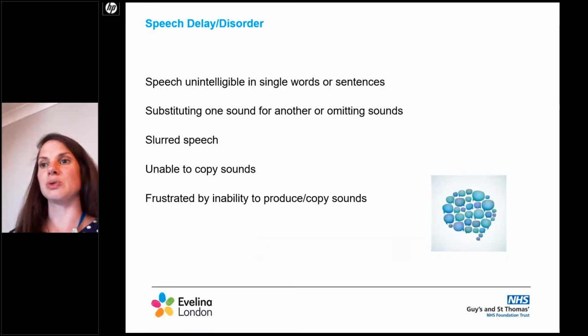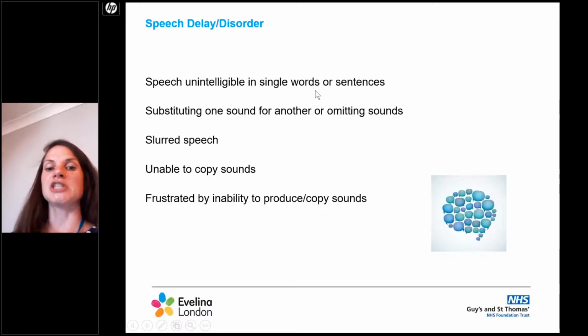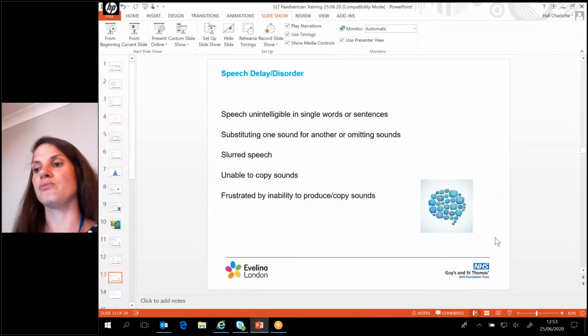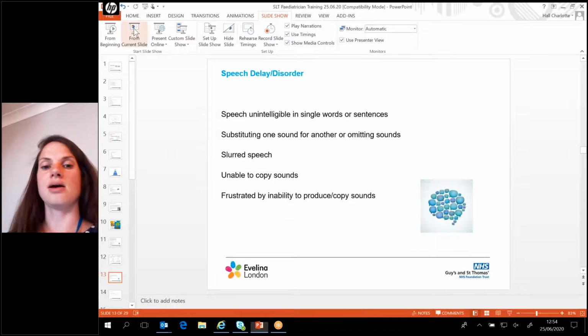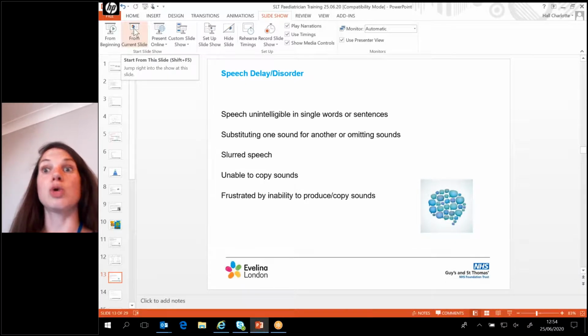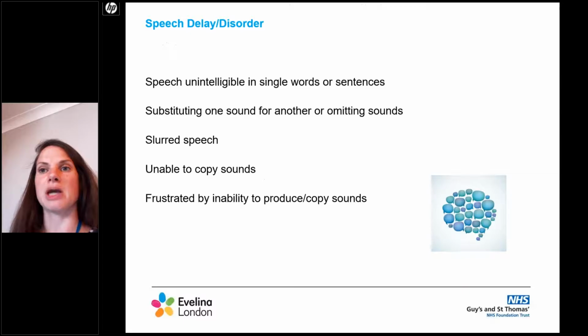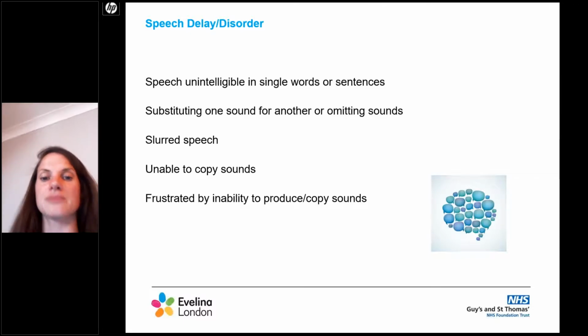Children with speech difficulties might be unintelligible. So that means that other people might not understand what they say. And that might be when they're talking in single words or in sentences. So for some children, we might understand what they're saying when they just use single words. But if they are talking in a sentence or connected speech, they become much more difficult to understand.